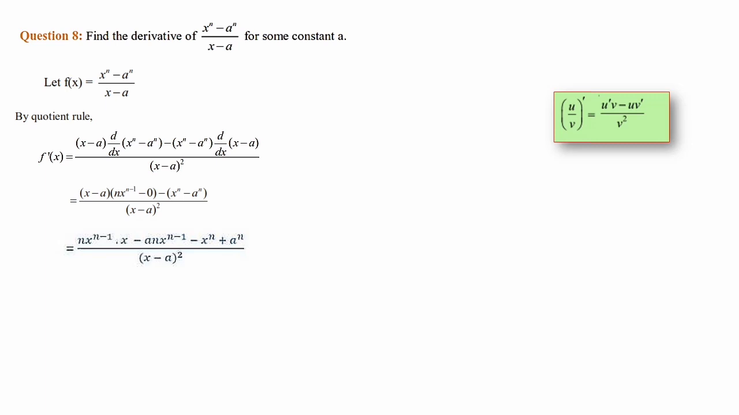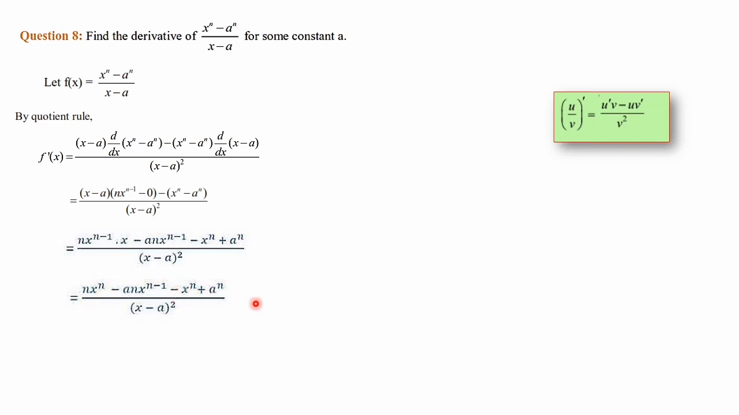The denominator we can keep as it is. Then a little bit of rearrangement. Here n into x power n minus 1, there is a power 1. So when you add the powers x power n minus 1 and x power 1, n minus 1 plus 1, the minus 1 and plus 1 cancel, only x power n remains. So n into x power n, minus a n into x power n minus 1, minus x power n plus a power n. Here there is x power n, here there is x power n, so these two terms we can bring together.